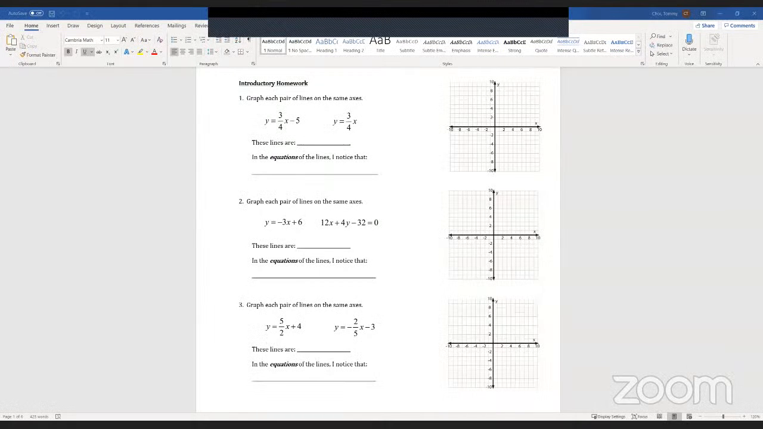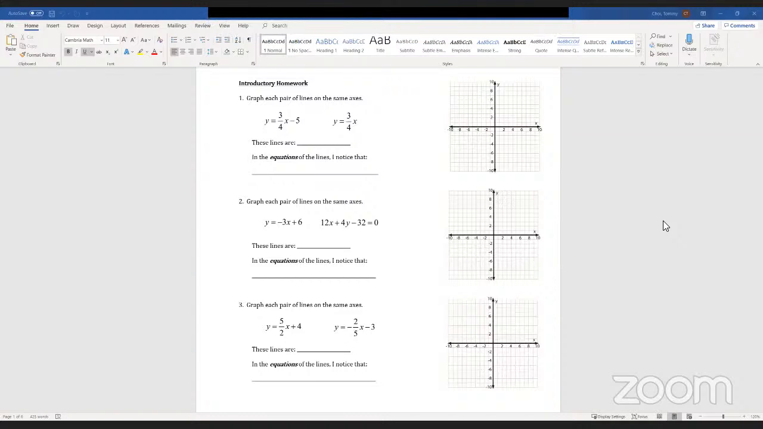So this is going to be a little bit different on how we're going to do this today. I'm showing you my screen with parallel and perpendicular lines. You'll notice that this says introductory homework. So the introductory homework was supposed to be done. I wasn't thinking that we were going to go 2 lessons for the 3.1. So you're going to do this now. So I'm going to give you around 10-15 minutes to try this introductory homework, and then we're going to take it up.